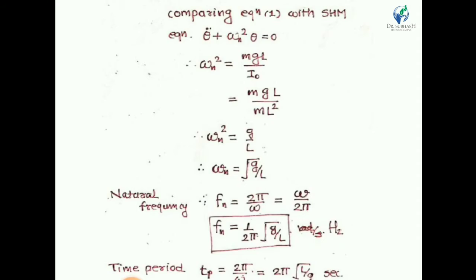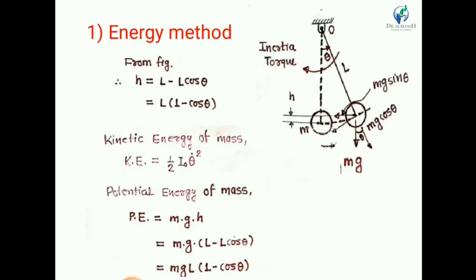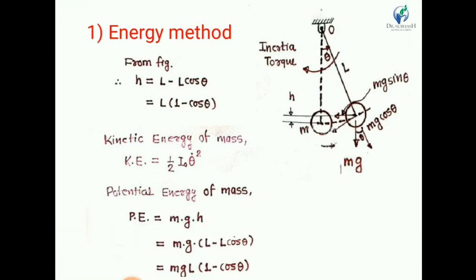Now we see another method, the equilibrium method. According to the D'Alembert principle, the summation of total forces acting on the system should be 0, then our system is in equilibrium. So we know that in our case there are two types of torque acting on a pendulum: inertia torque and resisting torque.